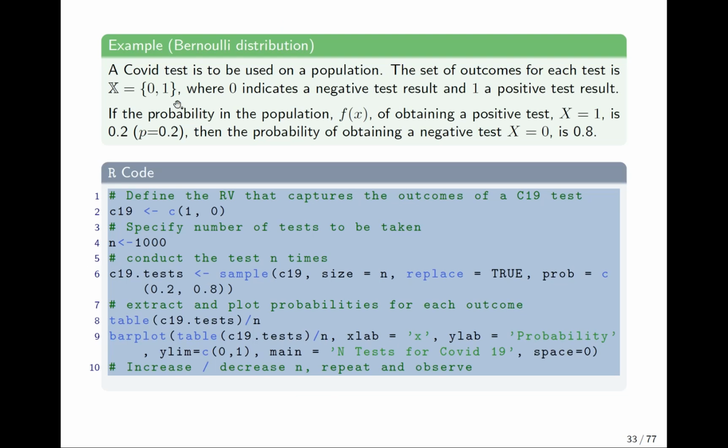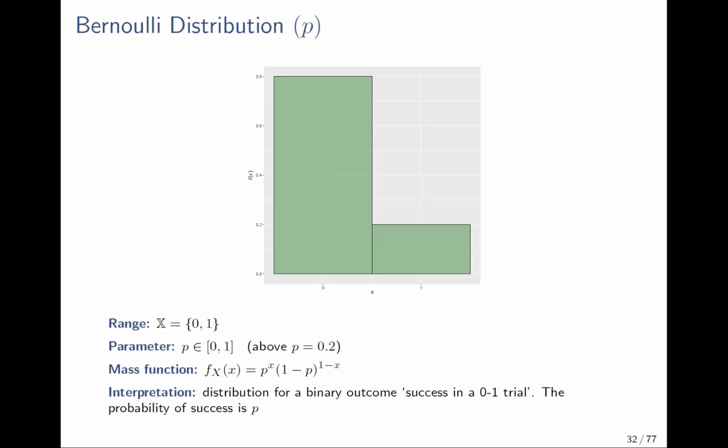As an example of a Bernoulli distributed random variable, a COVID test is to be used on the population. The set of outcomes for each test is 0, 1, where 0 indicates we get a negative test result and 1 indicates a positive test result. If the probability in the population of obtaining a positive test is 0.2, then the probability of obtaining a negative test is 0.8, and that is how that distribution would look.